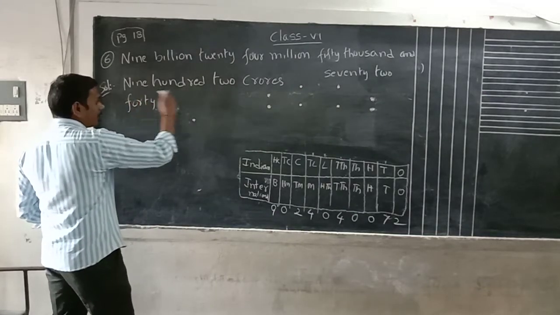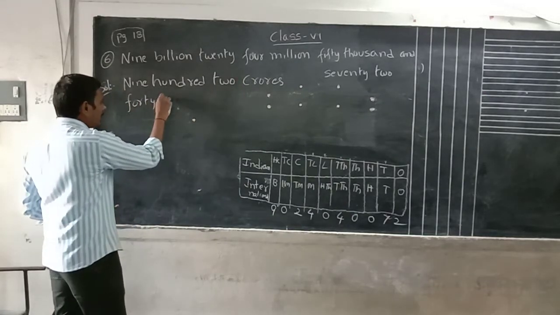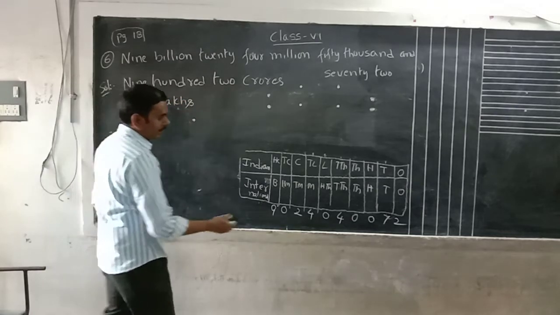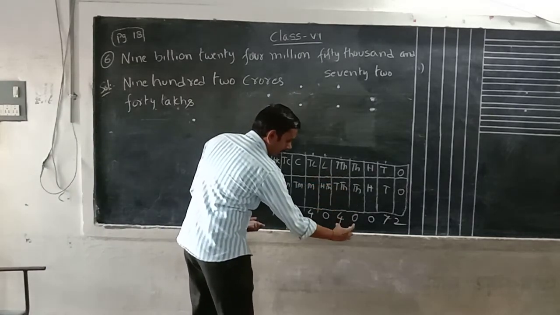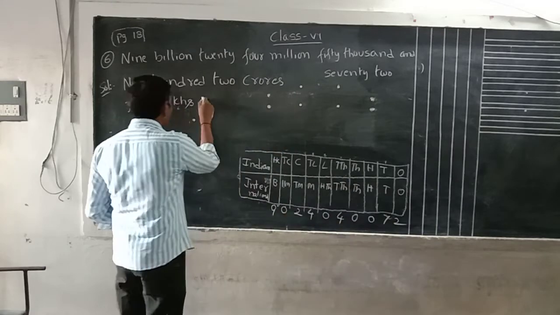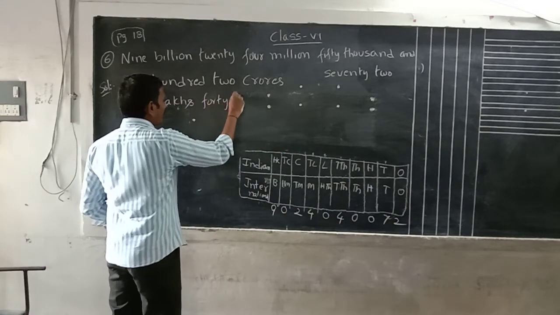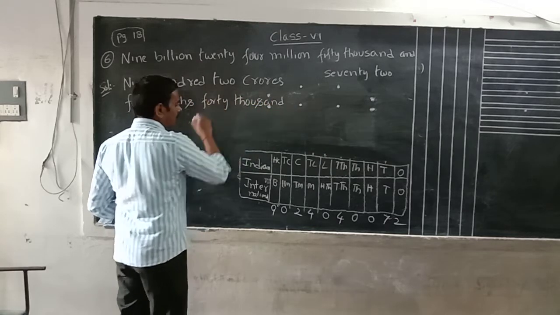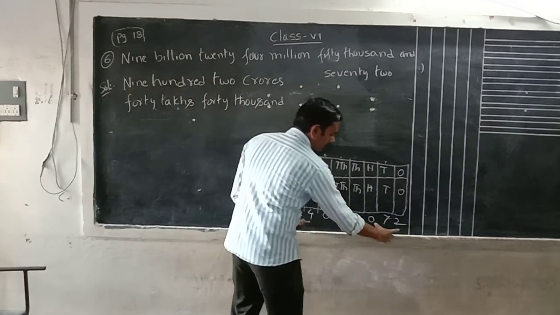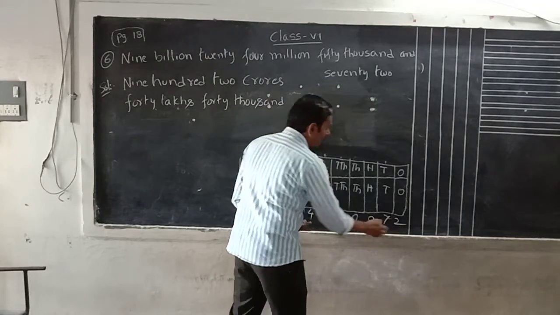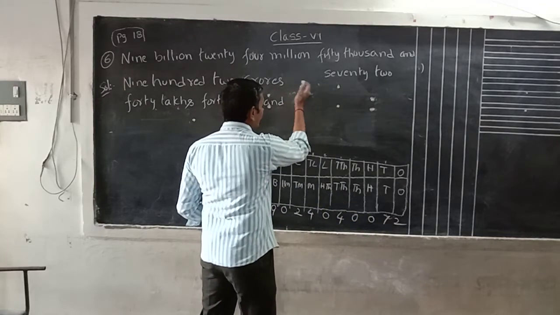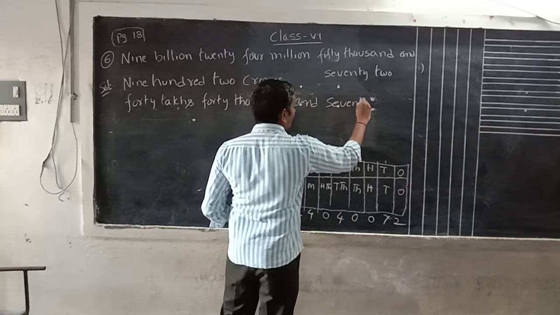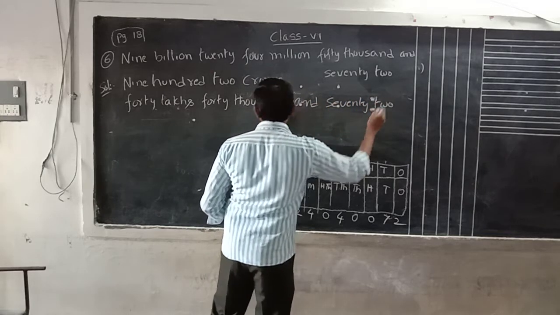Continuation we can write, no problem. 40 lakhs. In the thousand place, what is the number? Here also 40 only. 40,000. In units, 72. This is the answer.